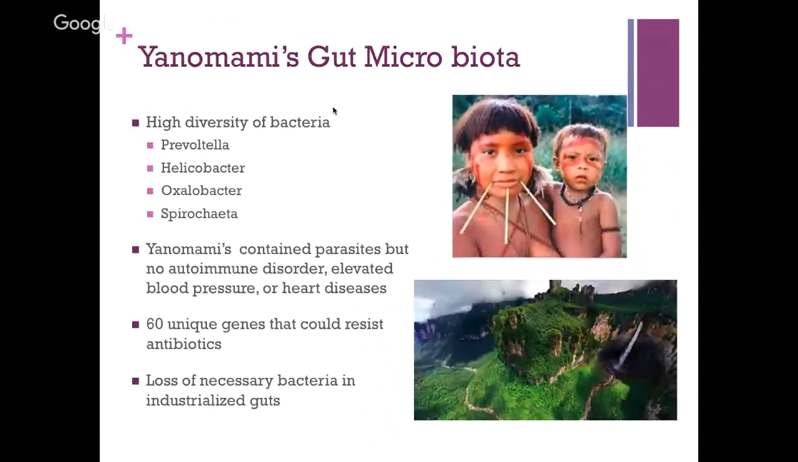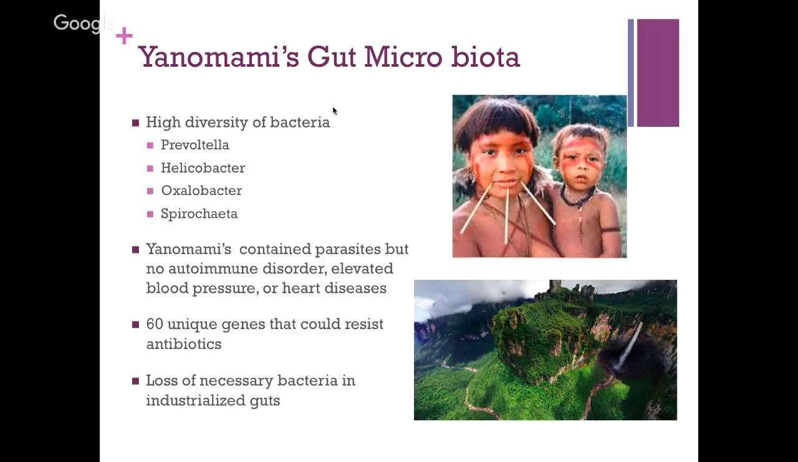This is pretty interesting. There's a group of people in the Amazon jungle in the mountains of Venezuela, the Yanomami, whose gut microbiota was studied, and they had a really high diversity of bacteria that we as industrialized Westerners did not have. They had a lot of parasites, but they didn't have any of the autoimmune disorders, elevated blood pressure, or heart diseases that we often experience in our industrialized societies. Something unique was that they found 60 genes that could resist antibiotics.